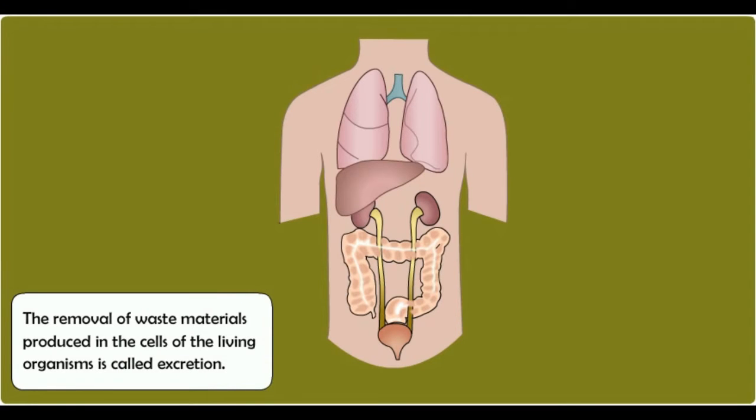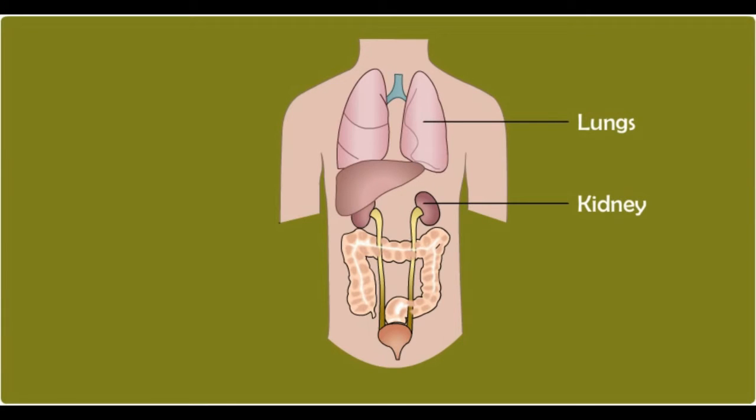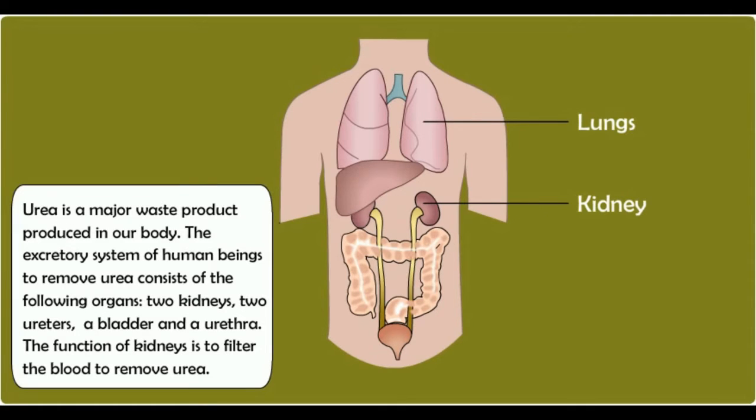Excretion. The removal of waste materials produced in the cells of the living organisms is called excretion. The various waste materials produced in our body are carbon dioxide, urea, and sweat. The organs of removal of waste material in human body are lungs, kidneys, and sweat glands. Carbon dioxide is removed from our body by the lungs during exhalation. Urea is removed from the blood by kidneys. Urea is a major waste product produced in our body.